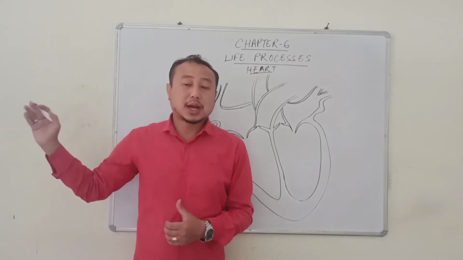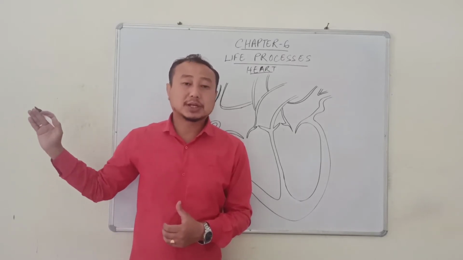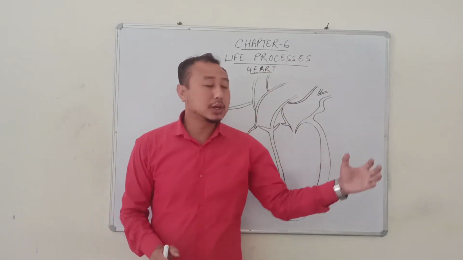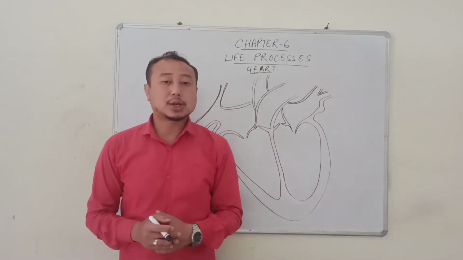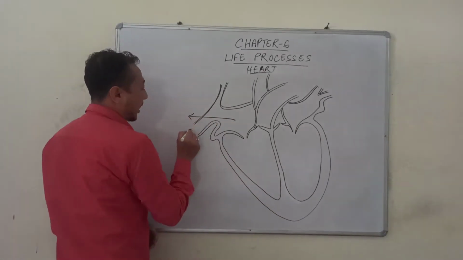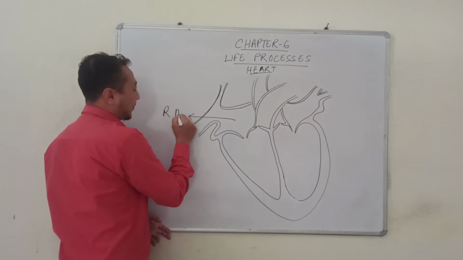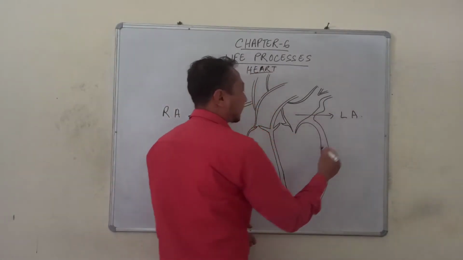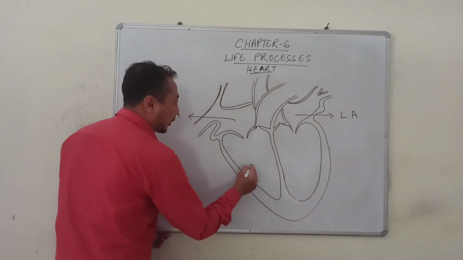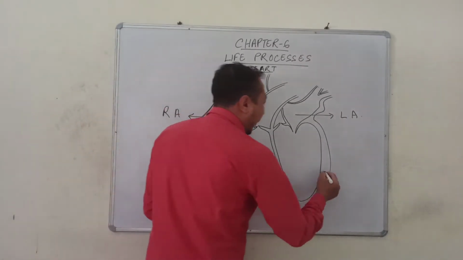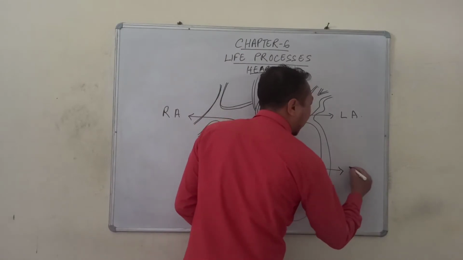So the right side of that person will be considered as the right side of the heart, while the left side of the person will be considered as the left side of the heart. The right chamber of the atrium is known as the right atrium, while the left chamber is known as the left atrium. In case of the ventricle also, the one that is present on the right side is known as the right ventricle, while the one that is present on the left side is known as the left ventricle.